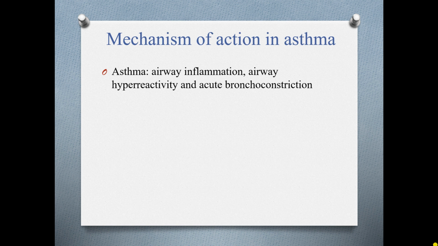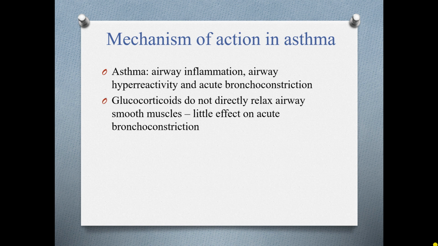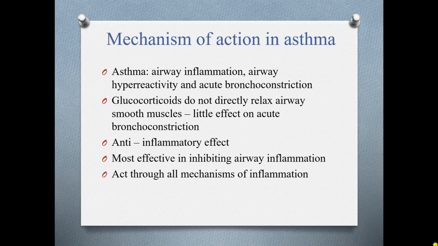In asthma, we have seen that there is airway inflammation, airway hyperactivity and acute bronchoconstriction. Glucocorticoids do not directly relax the airway smooth muscles. They have little effect on acute bronchoconstriction. They cannot dilate bronchi. They can only suppress the inflammation. Glucocorticoids are not bronchodilators. They only act by their anti-inflammatory action. Most effective in inhibiting airway inflammation, they act through all the mechanisms of inflammation.